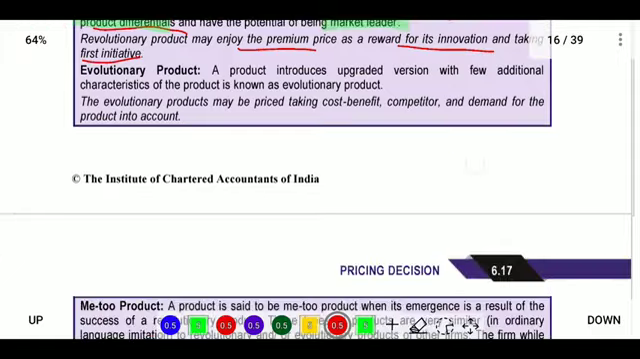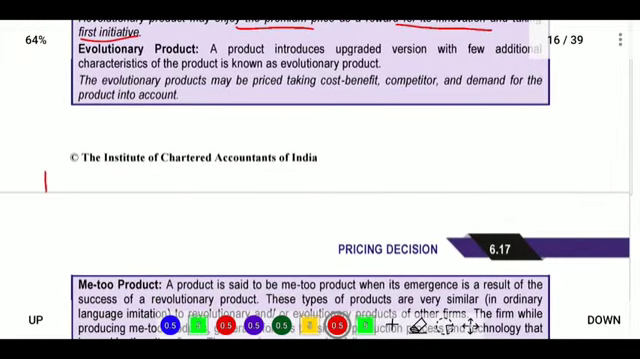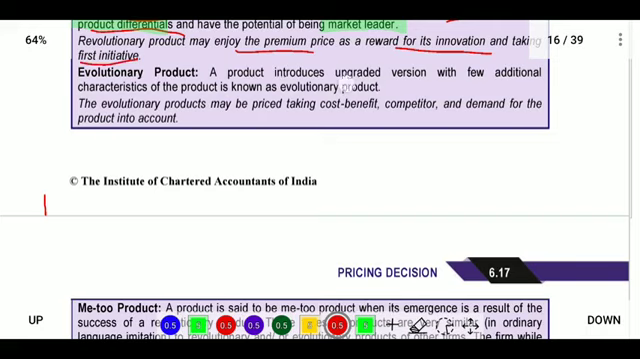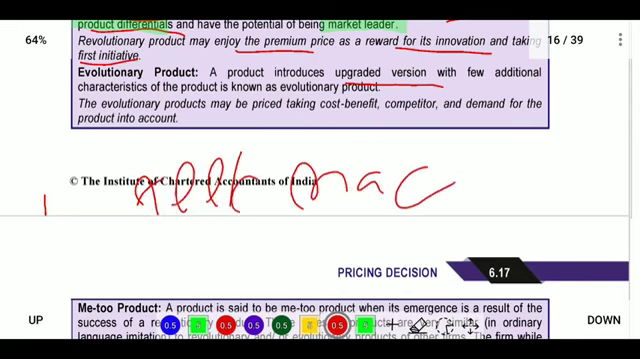Next, evolutionary. Last one is me-too. Now an evolutionary product may be priced taking cost, benefit, competitors and demand for the product into account. Here the product introduces upgraded versions with a few additional features. So Apple Mac, Apple Edition, they will add a few additional features.